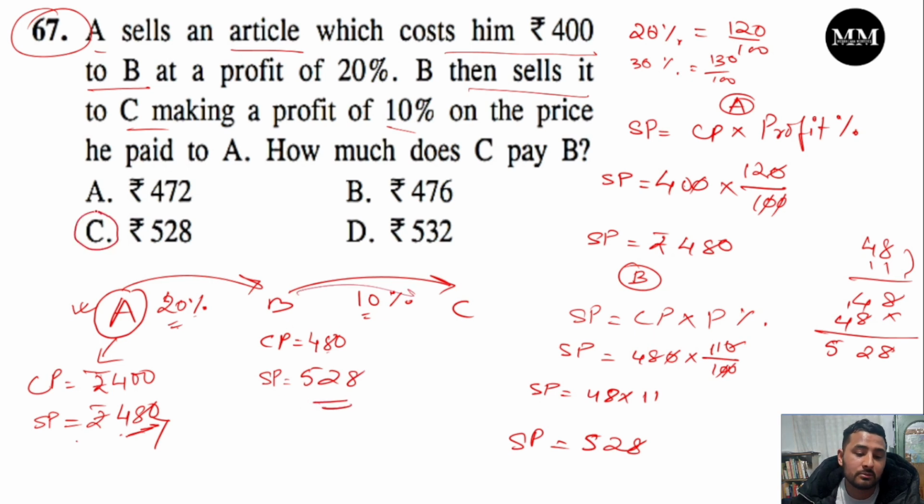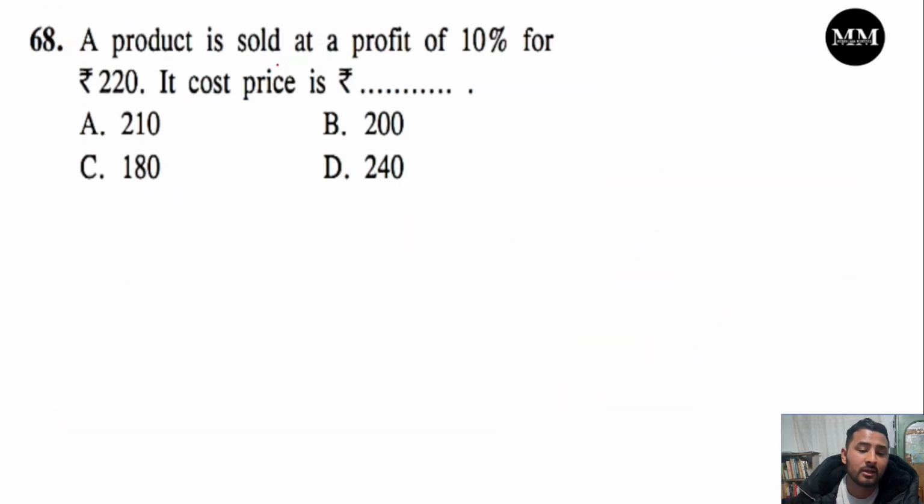Okay, so for question number 67, answer is option number C. How much does C pay? So C has paid how much? 528. Just like A sold it to B, B bought at 480. Same way B sold it to C, so C bought at how much? 528. So C has paid rupees 528 to B. Let's go to next question.